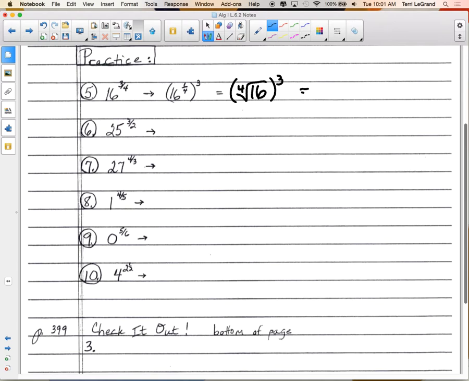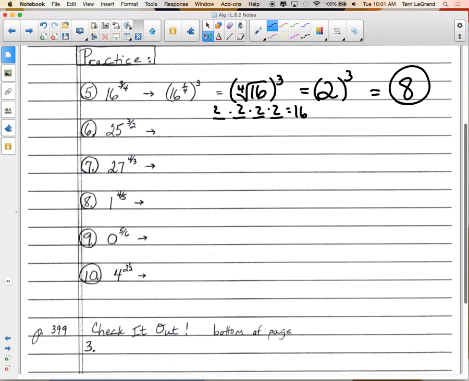So we need what times itself 4 times gives us 16? 2. That's 2, isn't it? Okay. 2 times 2 times 2 times 2. So our parentheses become 2. The fourth root of 16 is 2. Well, are the parentheses even important anymore? No, because it's not negative. So what's 2 to the third power? 8. So 16 to the 3/4 power is 8. Questions?